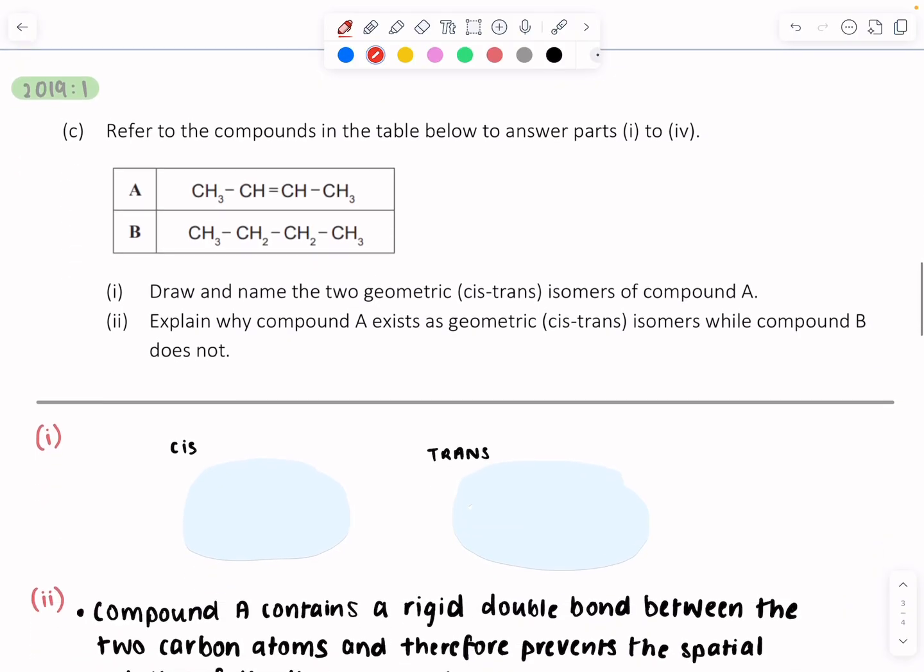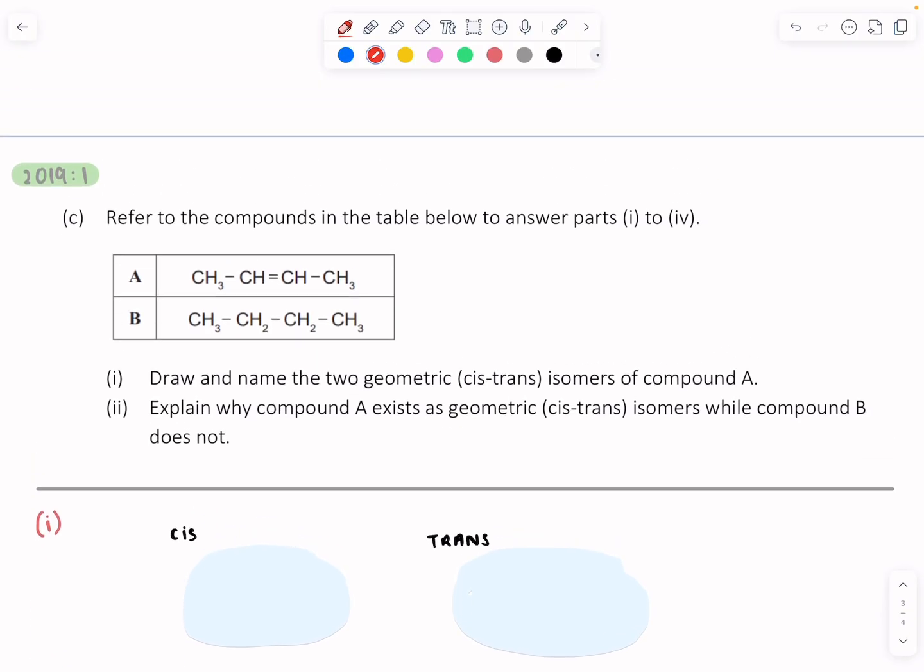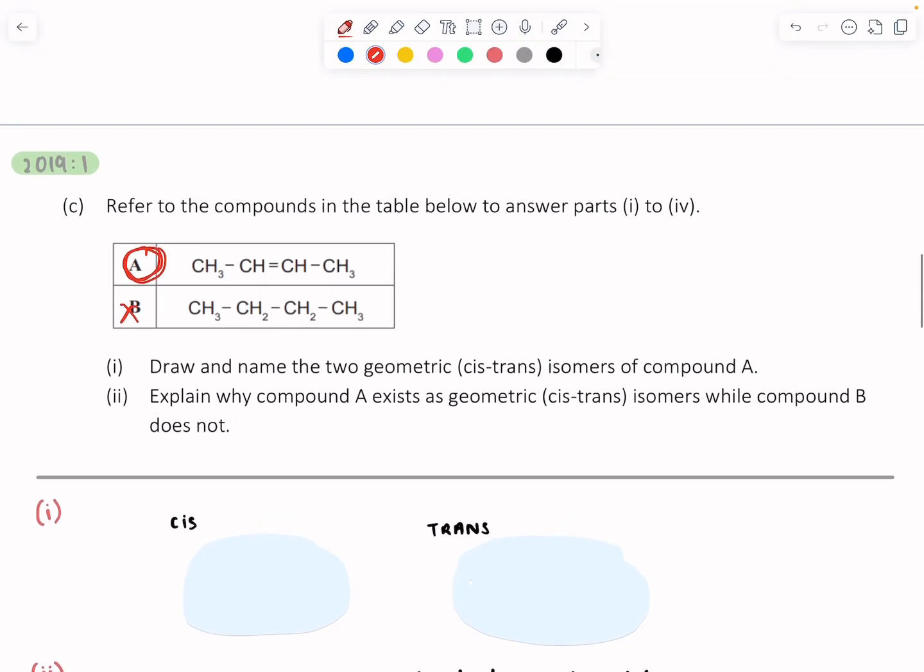Moving on, we've got 2019. Refer to the compounds in the table below to answer these questions. The first part, we have to draw and name 2 geometric cis-trans isomers of compound A. This is what we're focusing on. Explain why compound A exists as a geometric isomer while compound B does not. Okay, so let's start off by identifying the cis and trans isomers of compound A. Go ahead and do that and then come back and play this video to see how you've gone.